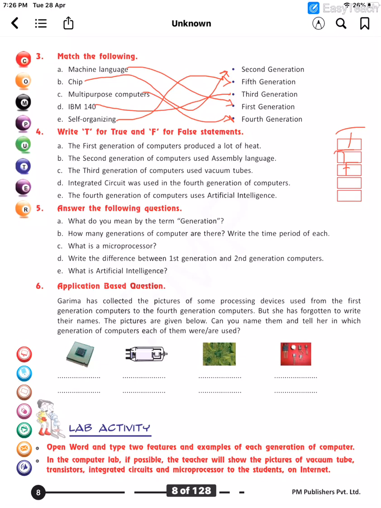Integrated circuit was used in fourth generation of computer. Fourth generation computers used microprocessor and integrated circuit. So transistors were replaced first generation, second and third. So it is false again, because that time we are using microprocessor. Fourth generation computer uses artificial intelligence. It is false. So I hope you have got the answers correct. Here many of you might have doubt about IC. IC is particularly used in the third generation. We are now using in fourth generation very large scale integration, that is microprocessor.